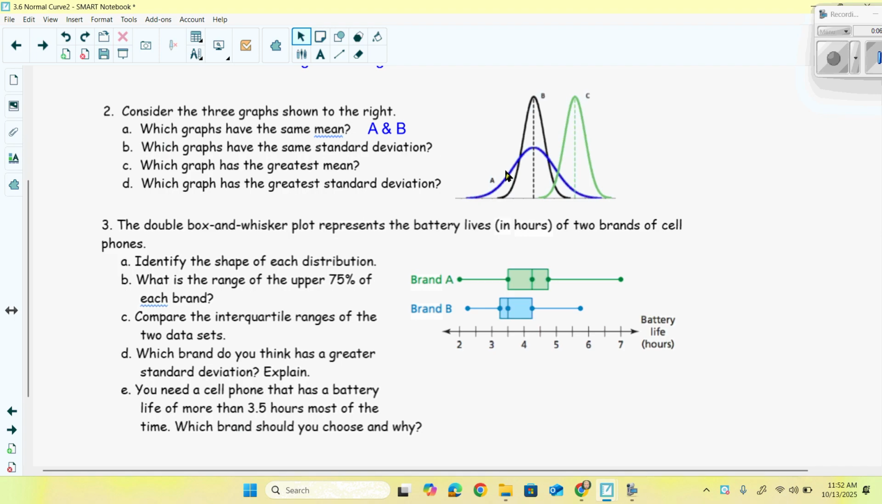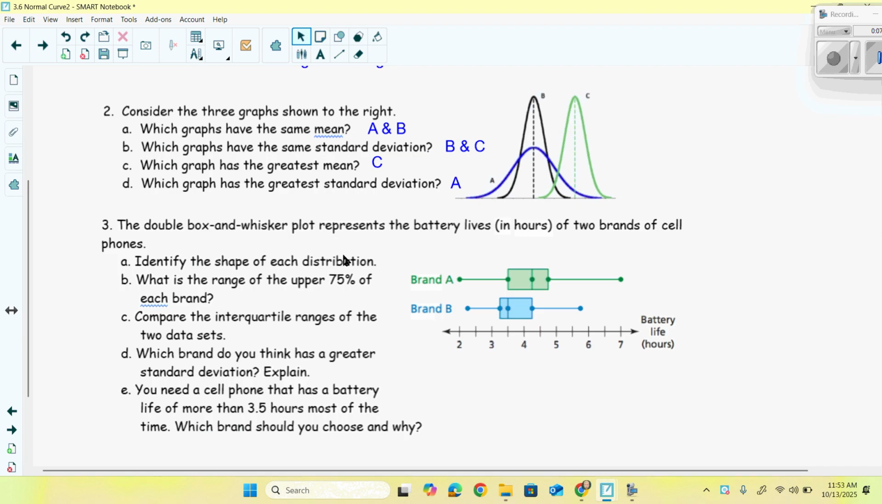Which groups have the same standard deviation? Again, that's measure of spread. So the bell curve looks the same, and that's going to be for B and C. Which graph has the greatest mean? The mean is going to be this value right in the middle, and the green one, or C, has the greatest mean. And then which graph has the greatest standard deviation or the most spread? And we would say that that's A.